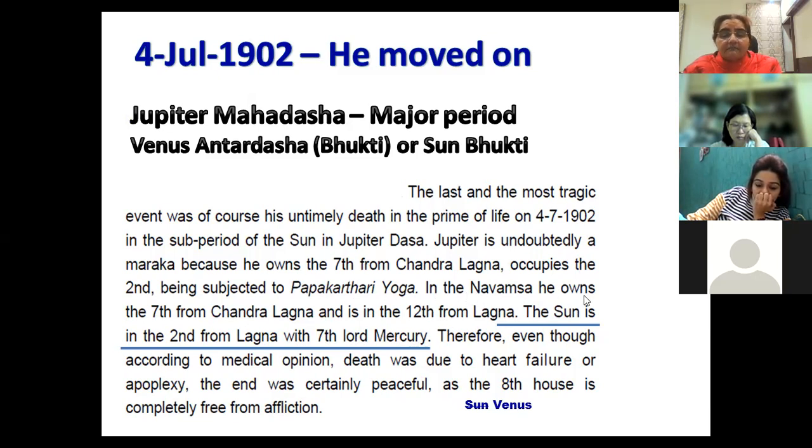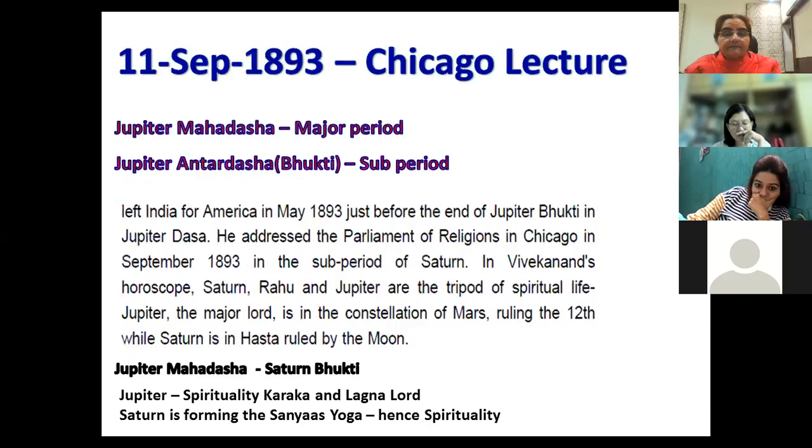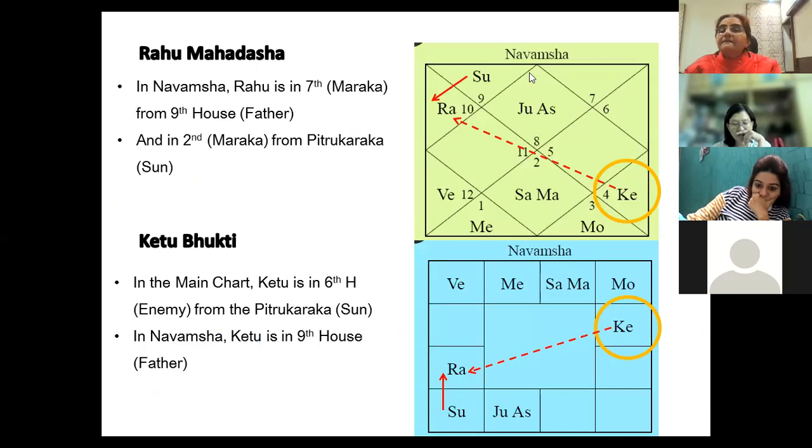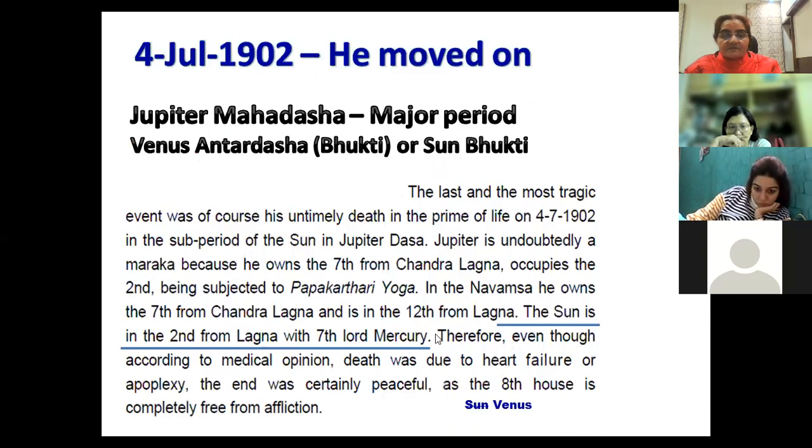That's true. Now in the Navamsa, he owns the 2nd from the Chandra Lagna. That we have to understand. This is the Navamsa chart. We are talking about Sun. From Moon, it is 7th. It is again the second house this way, and it is 2nd from Jupiter also. This is all about Sun.